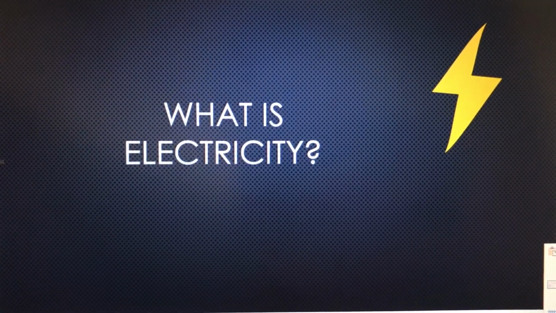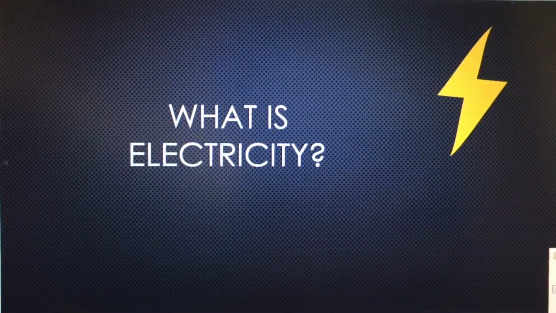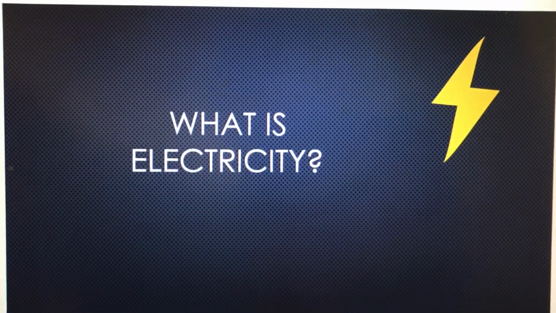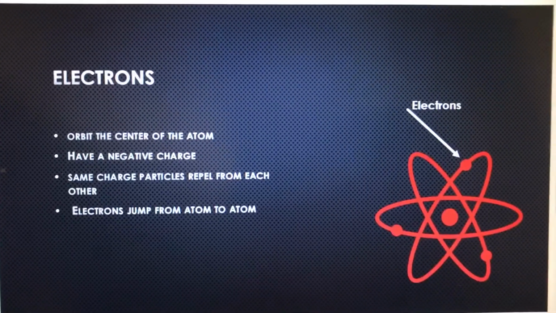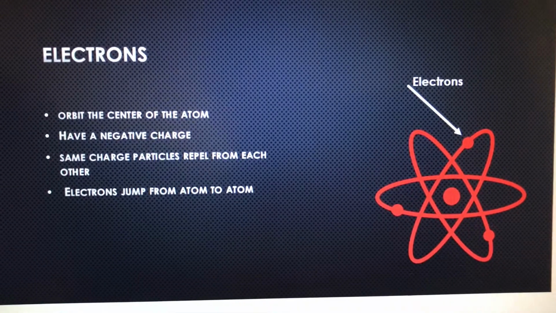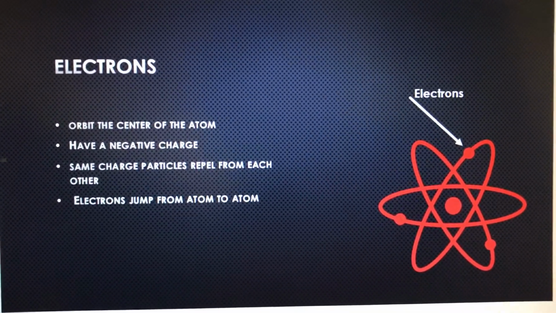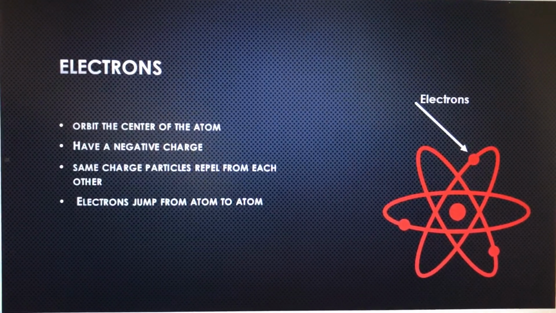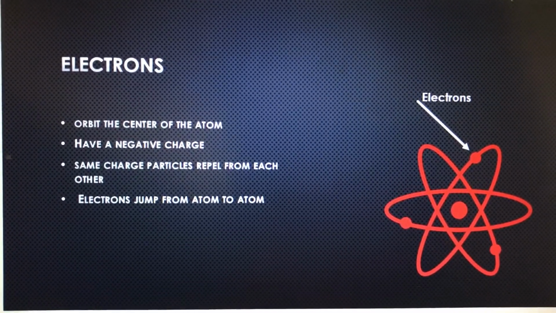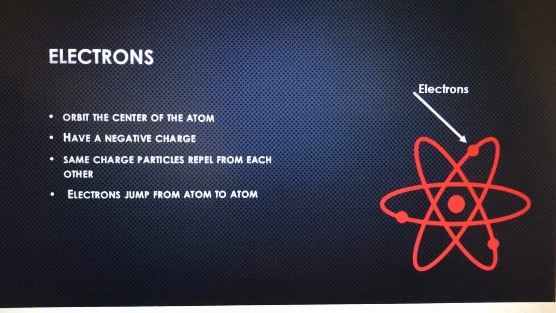So what we're going to talk about today is what is electricity. To start out, to understand what electricity is, you've got to understand what electrons are. And you've probably heard of an atom. An atom is built up of electrons, neutrons, and protons.